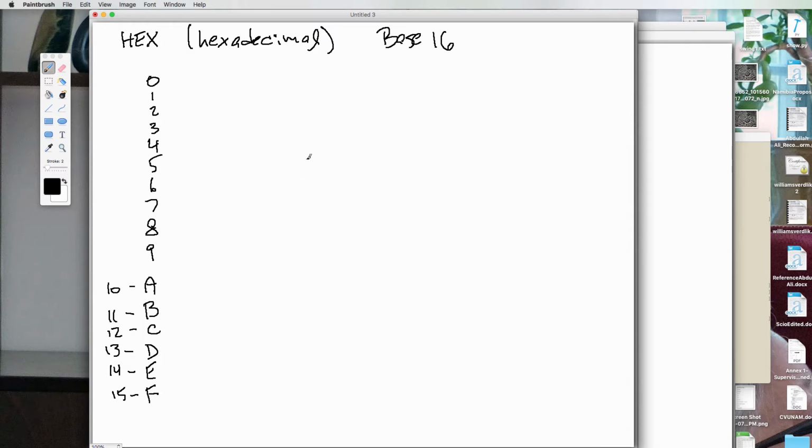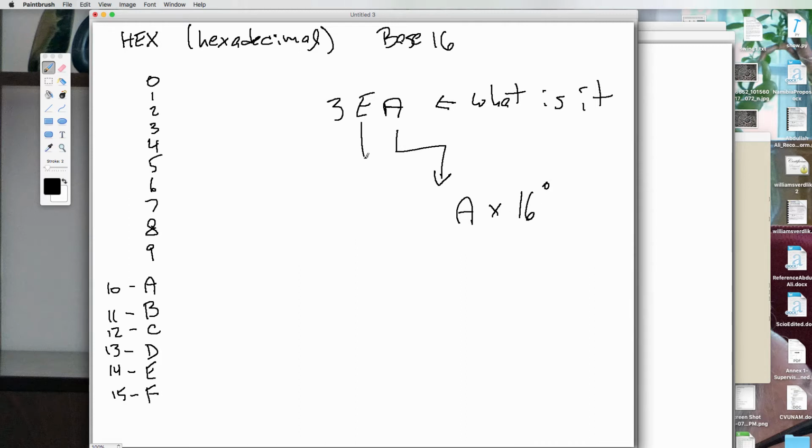There are a couple of different ways to think about it. For example, if I were to write 3EA, and I were to say to you, what is that? Suppose I say it's an integer. What integer is it? Well, if you remember like we did in binary, this is A times 16 to the 0. This over here is E times 16 to the first. And this over here is 3 times 16 squared.